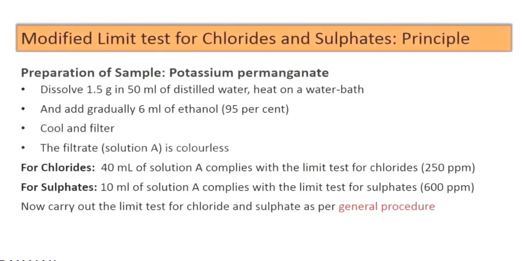Preparation of the sample: for potassium permanganate, dissolve 1.5 grams in 50 ml of distilled water, heat on a water bath, add gradually 6 ml of ethanol, cool, and filter. The filtrate, solution A, is colorless. For chloride ions, 40 ml of solution A complies with the limit test for chlorides, and for sulfate, 10 ml of solution A complies with the limit test for sulfate. Now, carry out the limit test for chloride and sulfate as per the general procedure.